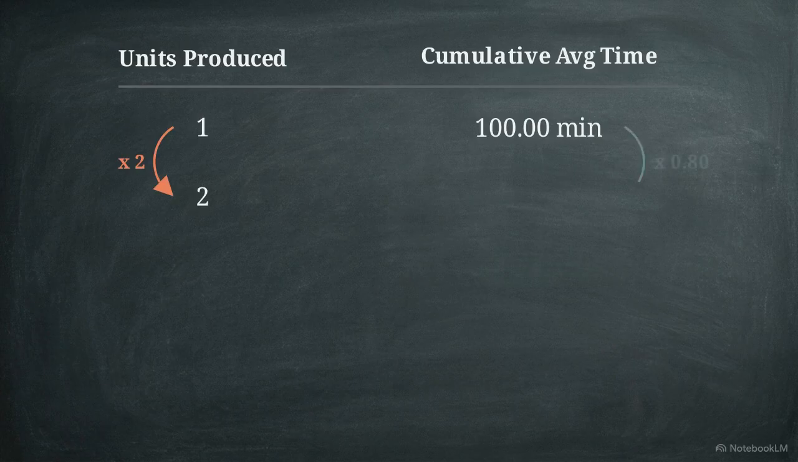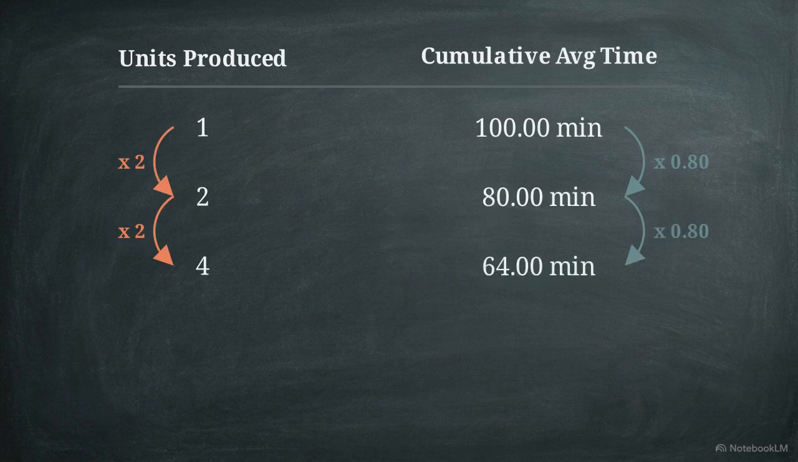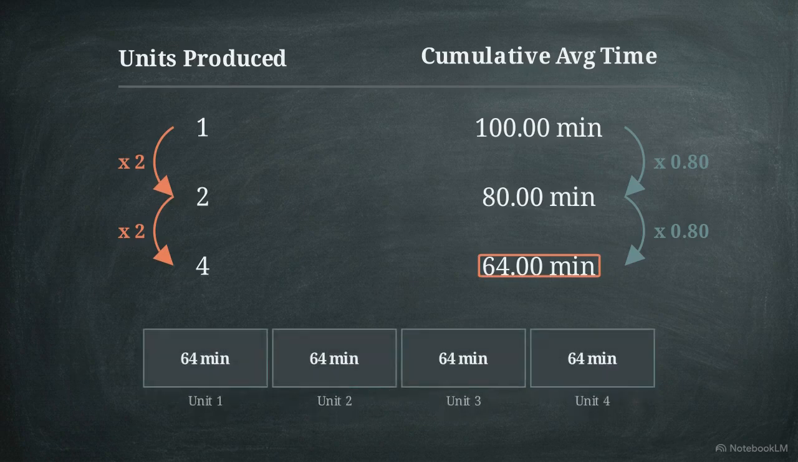Let's build a hypothetical production run to see exactly how this works. We'll start with a baseline where the first unit off the line takes exactly 100 minutes of direct labor to complete. When the factory produces a second unit, cumulative production has doubled from 1 to 2. That triggers our 80% rule, dropping the new cumulative average to 80 minutes. But notice the phrasing. That 80 minutes is the average time taken across both of the first two units combined, not just the second one.